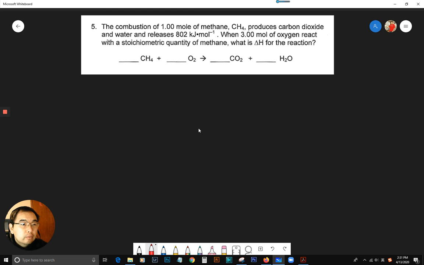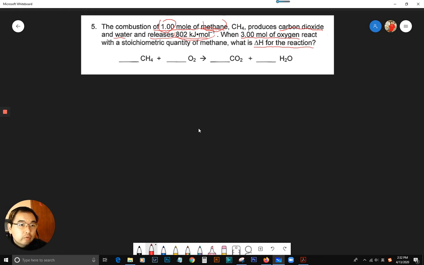Okay, so for this question, we are talking about combusting 1 mole of methane, which produces CO2, carbon dioxide, and water, and also releases that much heat. So 1 mole of methane produces that much heat. And this is the link. And then it asks, if we have 3 moles of oxygen, how much will the enthalpy change be for this reaction?